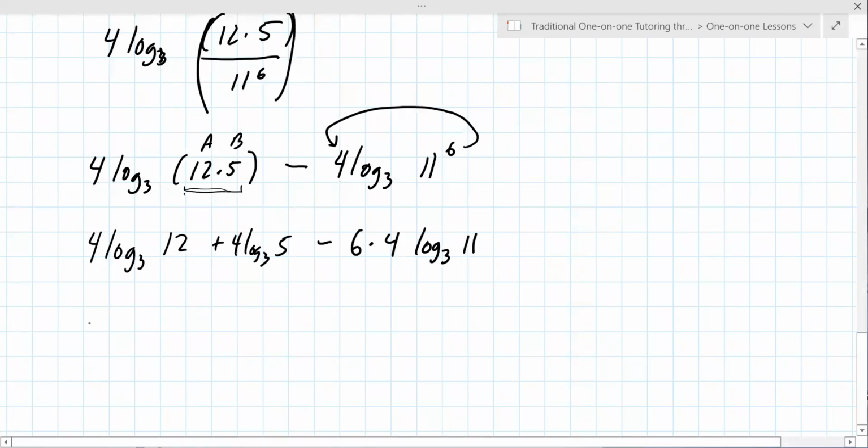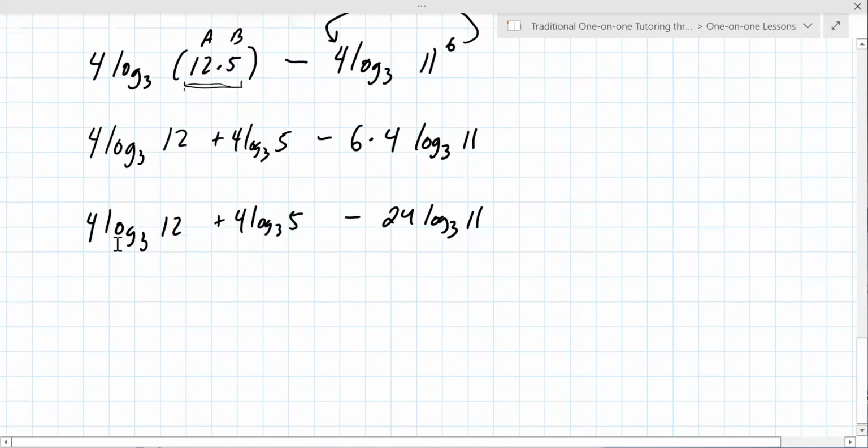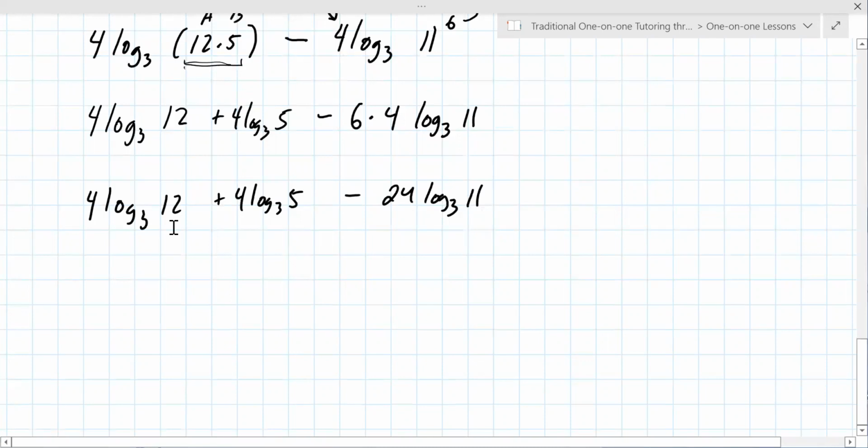Okay, so you might get to this step and think you're done. 4 log base 3 of 12 plus 4 log base 3 of 5 minus 24 log base 3 of 11. And you're not quite, you're 80% of the way there. This 12 right here, 12 can be broken down. 12 is actually 1 times 12, 2 times 6, 3 times 4, and some other things.